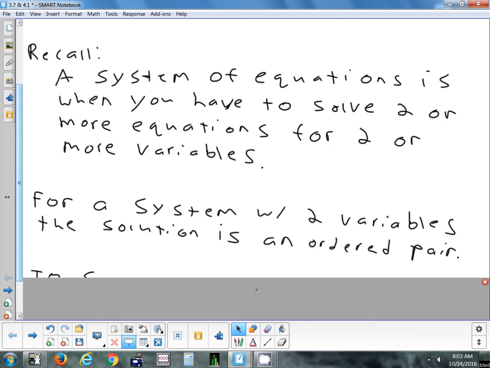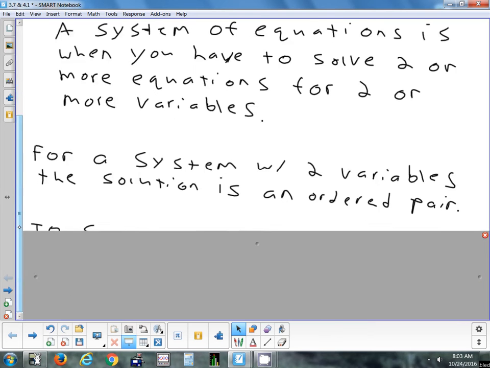Okay, so when you have 2 variables and you're solving it, the solution is a coordinate. It's an ordered pair. So remember, you're looking for 2 values. You're looking for an x value and a y value when we solve a system. Or it could use letters other than x and y. It could use a and b, but the point is you're looking for 2 values.